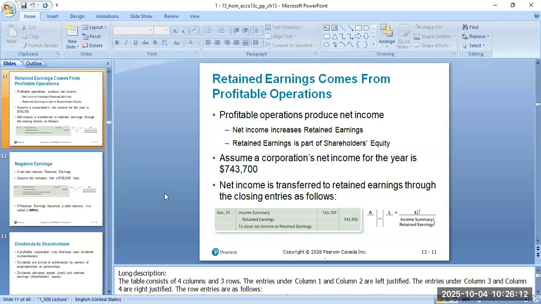The shareholders may say, hey, I don't want to retain my earnings in the corporation. I need the money to buy my wife a bag from Hermes, for example. So what they're going to do, they're going to draw dividends. The dividend will be the one that's going to decrease the retained earnings. So let's go with the profitable operation. Have the net income, means revenue is more than expenses. That means that net income is going to increase the retained earnings.